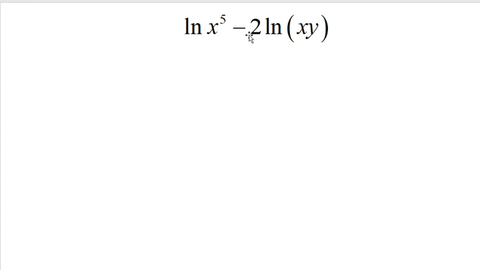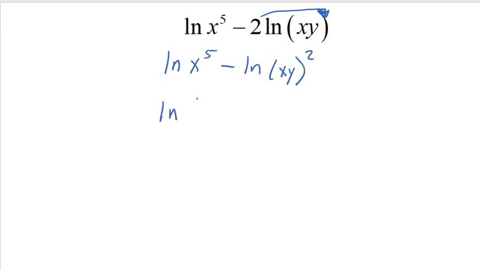All right, another example. Right away, I see subtraction, so I know I'm going to use division. But hold on a second. I've got to bring this 2 up first. Remember that you can use the power rule in reverse. So that's natural log of x to the 5th minus natural log of xy squared. And then I could say, all right, well, subtraction can condense to division. So that's going to be x to the 5th divided by xy squared.